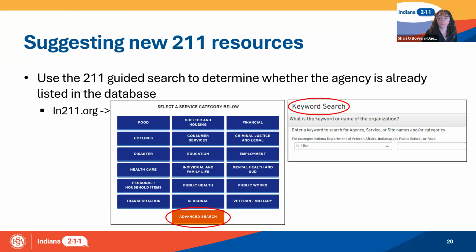The best way to do that is to go to in211.org, and right on the homepage, you will see a list of service categories to choose from. However, if you select the advanced search option that we see here, then you can use the keyword search to search for a specific agency and see if their services are listed in the database.